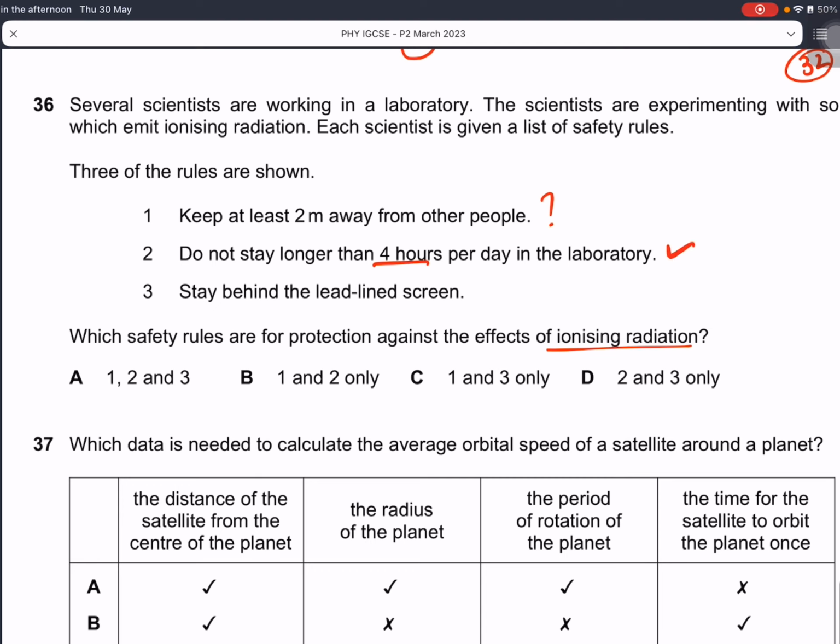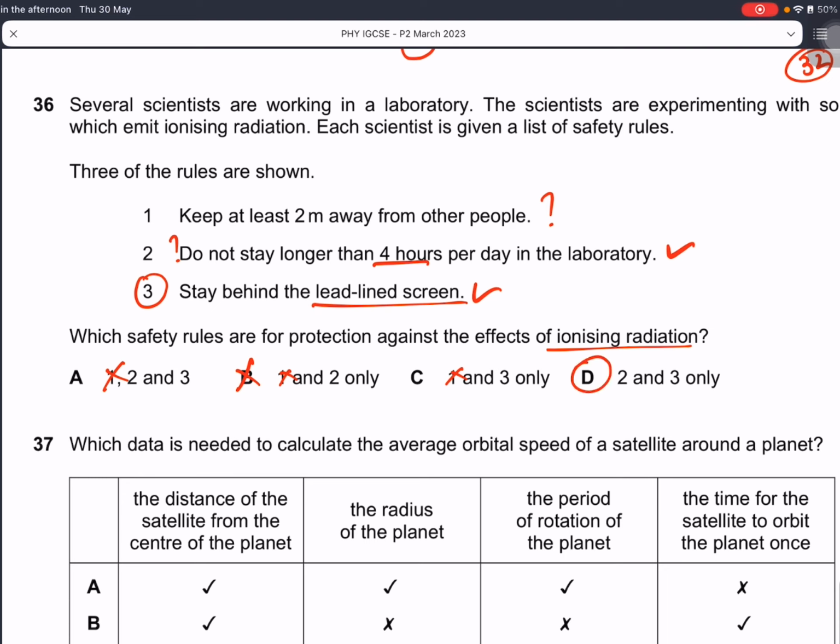Stay behind the lead lined screen. Yes, this is correct. So if you're not sure about 3 as well, sorry, 2 as well. So 3 is correct, definitely. Let's look for the options with 3. Except B, they all have it. So 1 doesn't make sense. 1 is not there, so definitely D is correct. So 36 is going to be D, guys.